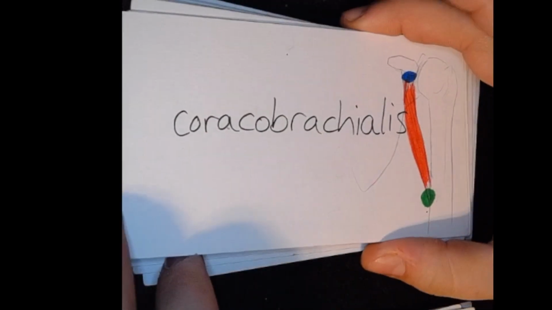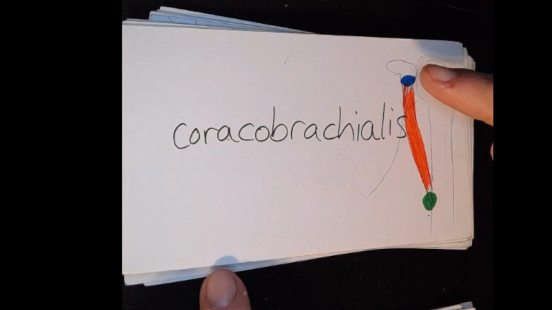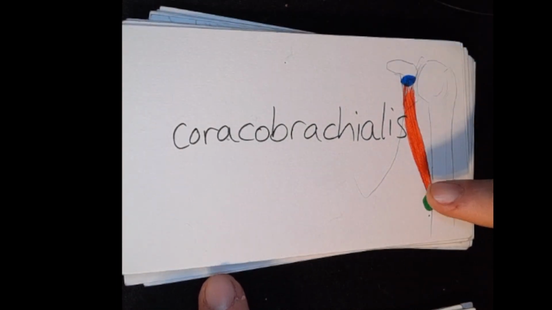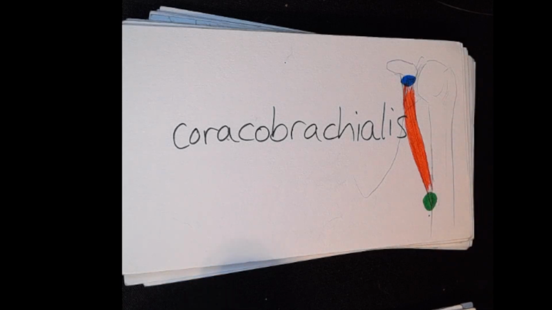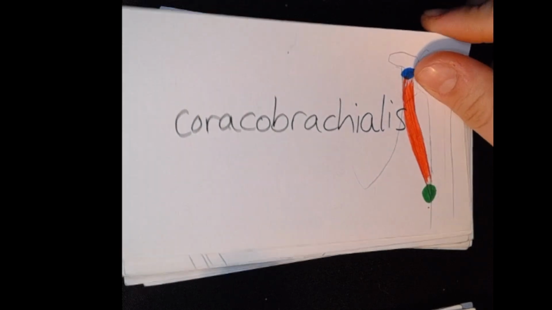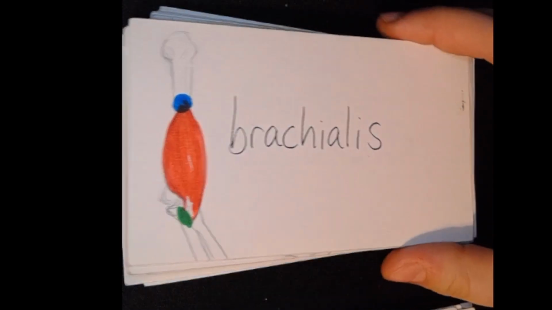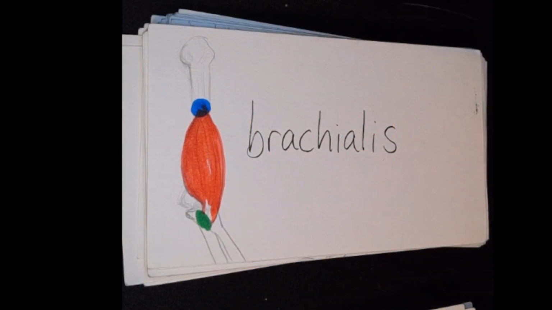Coracobrachialis. Origin: coracoid process of the scapula. Insertion: medial surface of the humerus near the midpoint. Action: stabilizes the shoulder joint, glenohumeral flexor. Innervation: musculocutaneous nerve. Brachialis. Origin: distal half of anterior humerus.